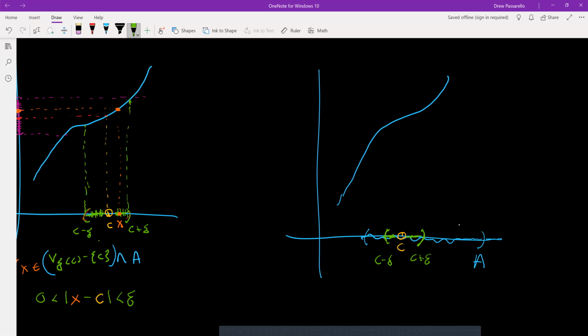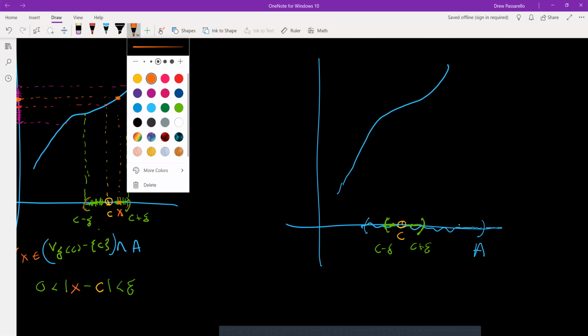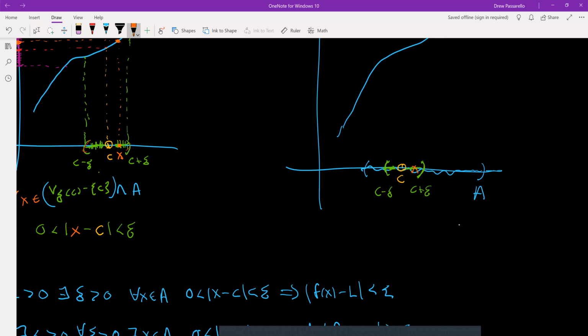Okay, so that's what that means over here. And our x lies in that punctured neighborhood. So this is our x, which lies in this punctured neighborhood, which intersects set A.